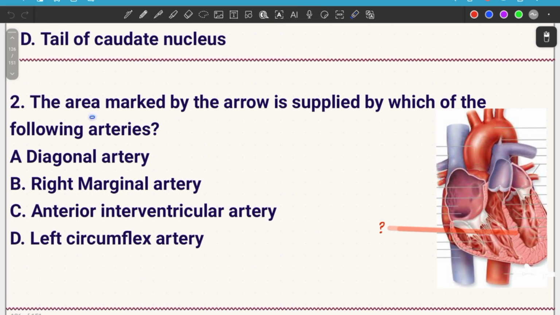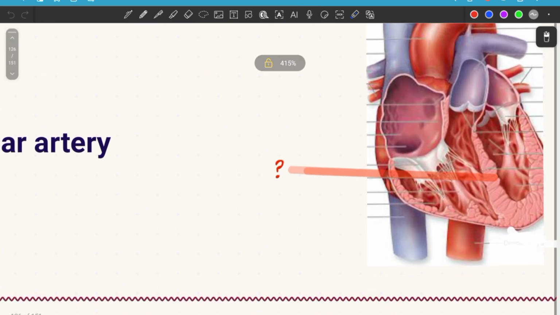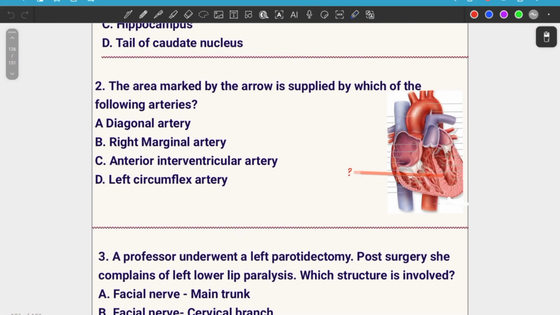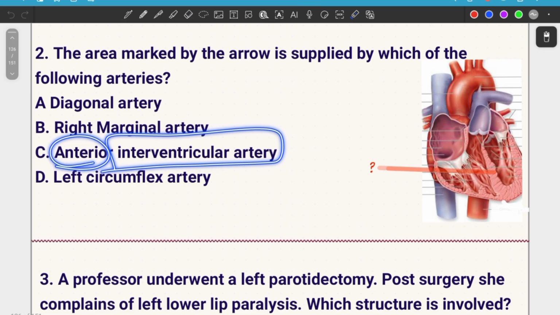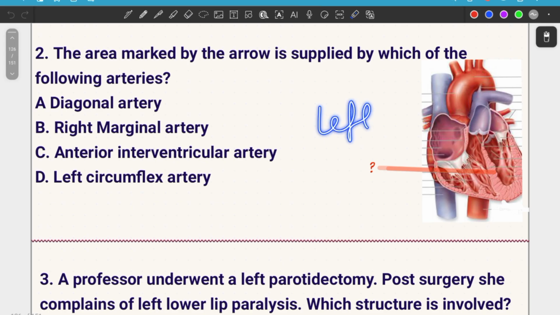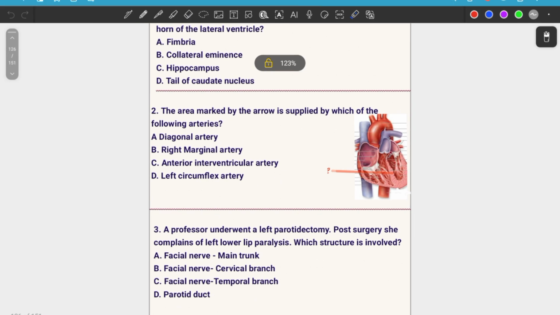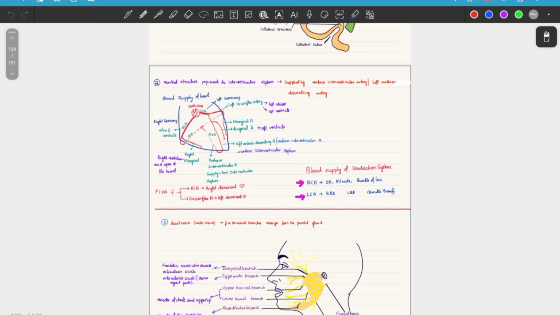Second question. The area marked by the arrow is supplied by which of the following arteries? Here you can see this is the interventricular septum, isn't it? These are the ventricles and this is the septum. The interventricular septum is obviously supplied by the interventricular artery, and this is the anterior interventricular artery, which is a branch of the left coronary artery. Let me show you the picture.